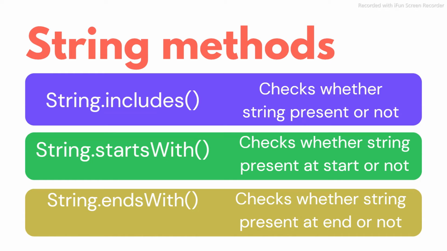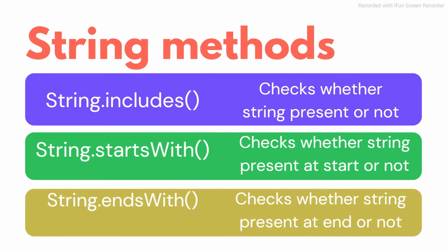And next we have string.startsWith, and it is going to check whether a specific string is present at the start of this string. For example, if I am using Elon Musk as a string, and I am checking string.startsWith Elon, it is going to give us whether the specific Elon is present at the start of Elon Musk or not. If it is present, it is going to give us a true value, else a false value.